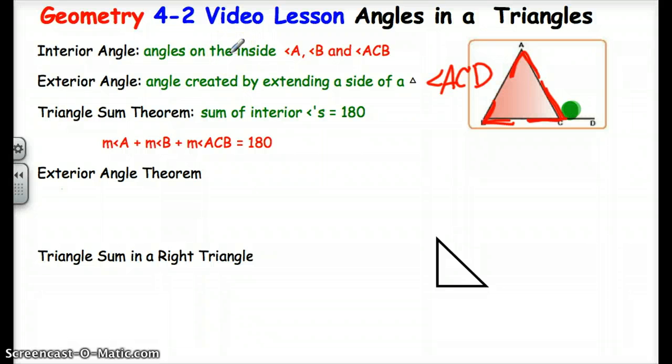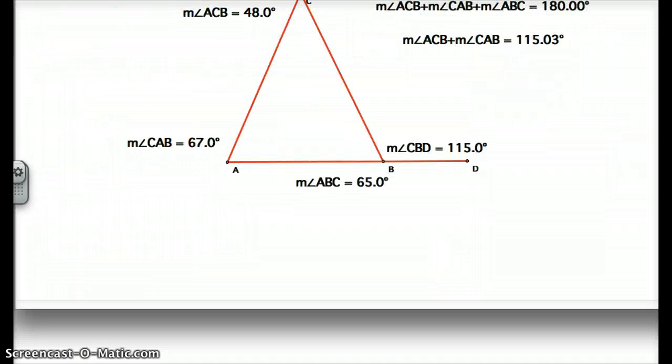Exterior angle theorem. An exterior angle is created by extending a side. So I've extended the side here, and this is my exterior angle. To find your exterior angle, let's take a look at my sketch. I've measured this angle, and this angle, and this angle. First off, I've added them up, and I'm showing you that they equal 180, and you already knew that because you'd learned that in middle school.